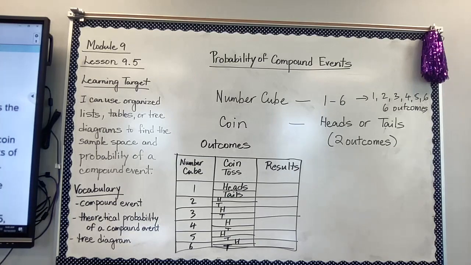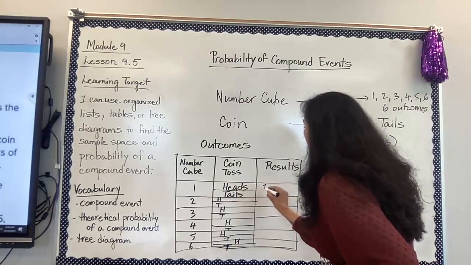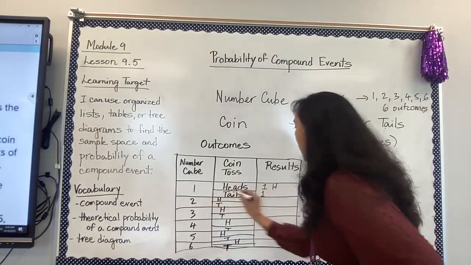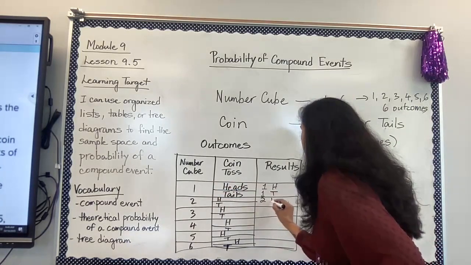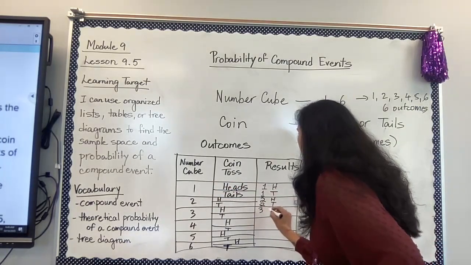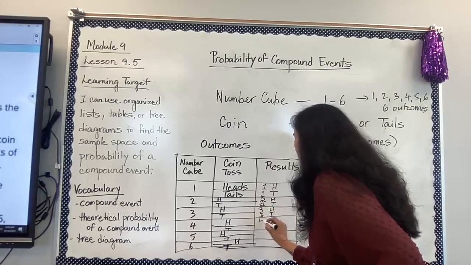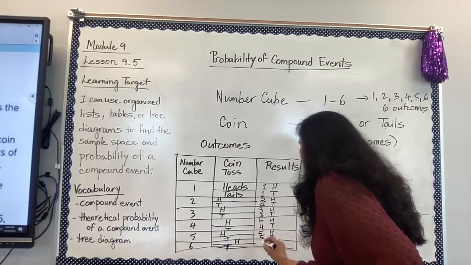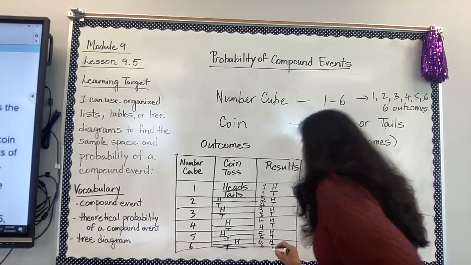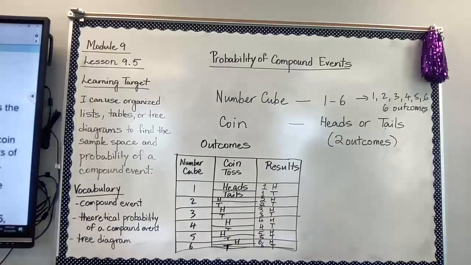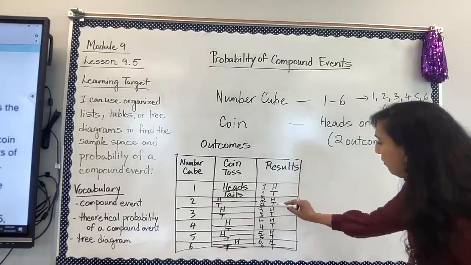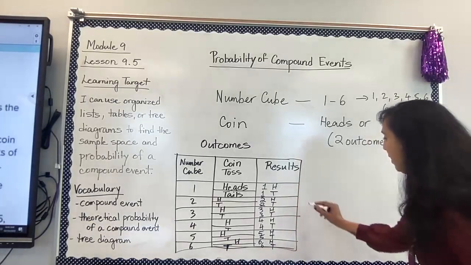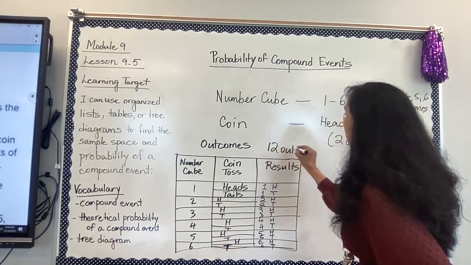And so what are my results? I have over here, I have 1 head and for 1 tails, 2 heads, 2 tails, 3 heads, 3 tails, 4 heads, 4 tails, 5 heads, 5 tails, 6 heads, 6 tails. So when I'm looking at this, these are all the different outcomes that I can have. So when I look at this, how many outcomes are there? 1, 2, 3, 4, 5, 6, 7, 8, 9, 10, 11, 12. So I have 12 outcomes total.